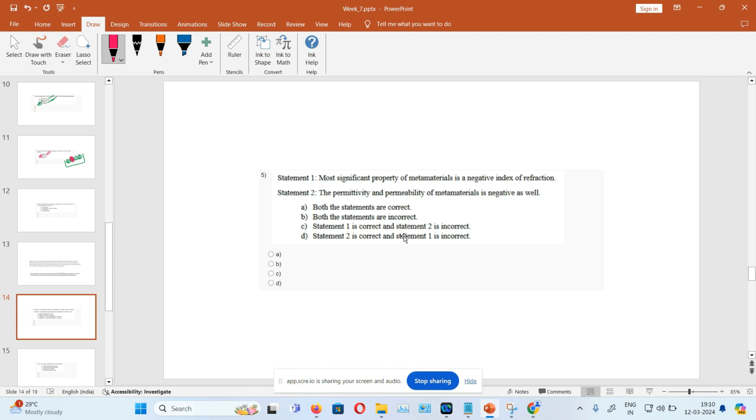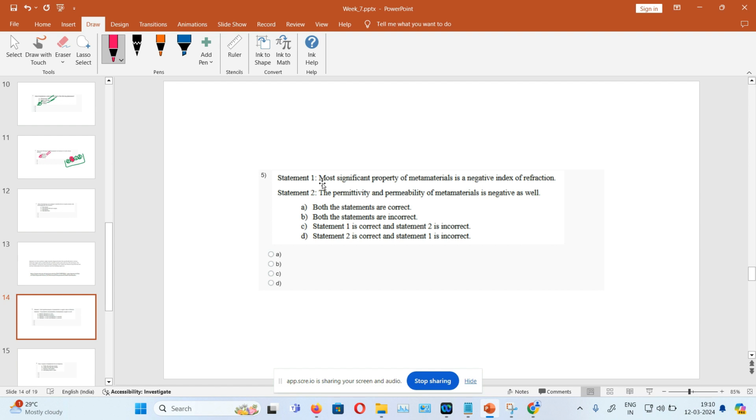Second statement: the permittivity and permeability of metamaterials are negative as well. What happens in the case of metamaterials? We already discussed in the class that when permittivity is positive and permeability is positive, that will be a normal material, which will act as a transparent material. Permittivity is positive, permeability is negative: it will be like an opaque material, like metals and other things.